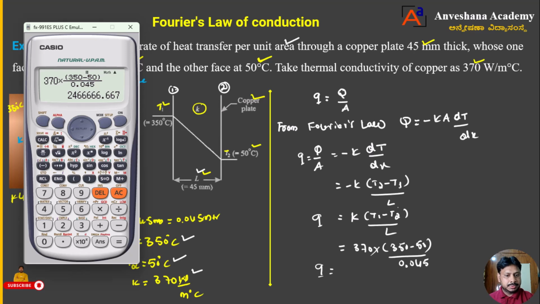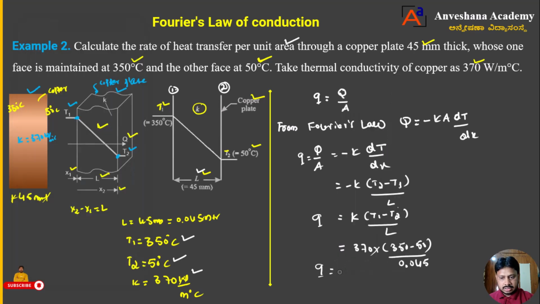Then I will convert it. Can I write it in terms of megawatt per meter square? How much is it now? I will divide it, so that is 2.466 megawatt per meter square. This is the heat flux in that particular plate. This is my final answer, dear students.